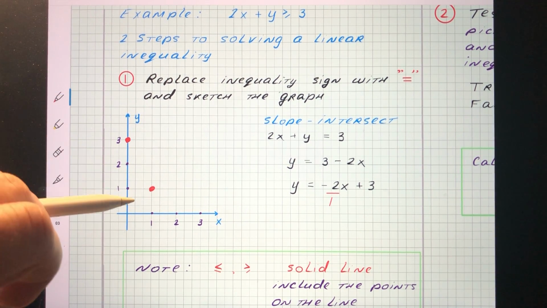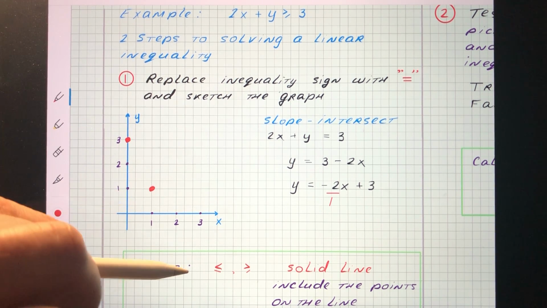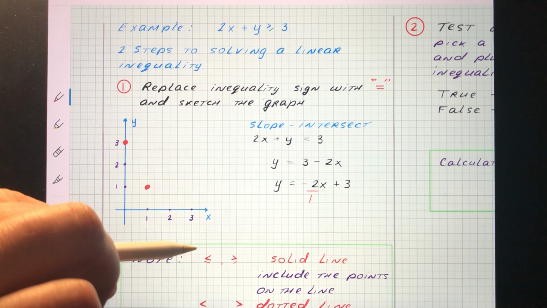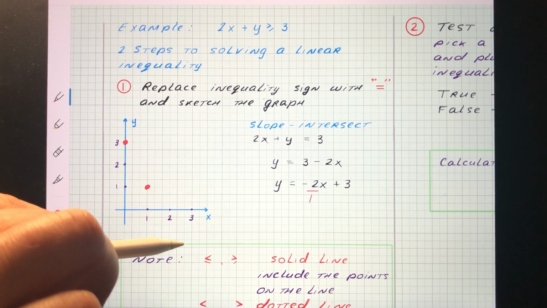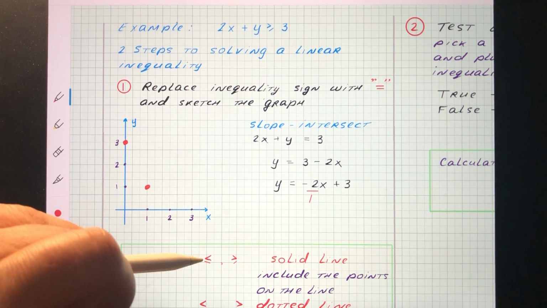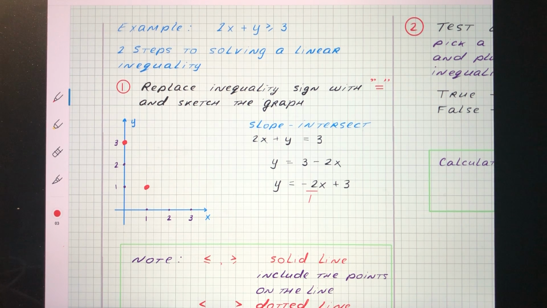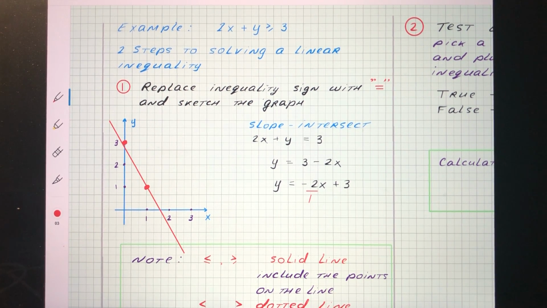When we connect the two dots, we have two choices, either solid line or dotted line. If the original inequality had an equal sign, that means we are including the points on this line as a part of the answer, and we will make a solid line. We have an equal sign, which means we will connect our two dots with a solid line. It will look something like this.